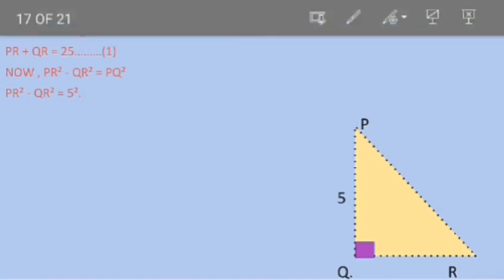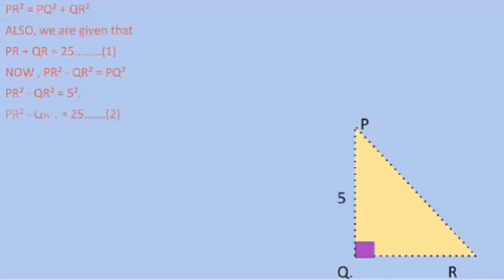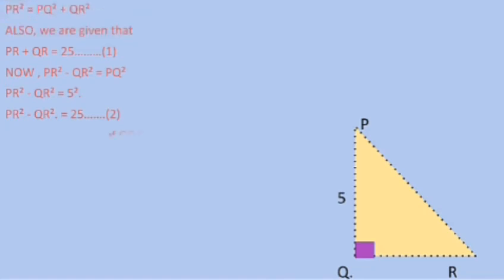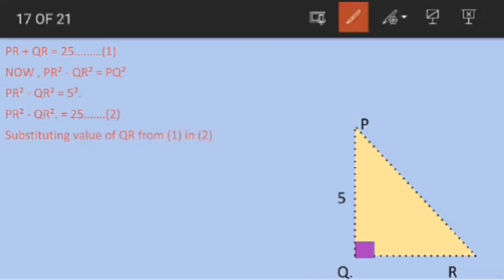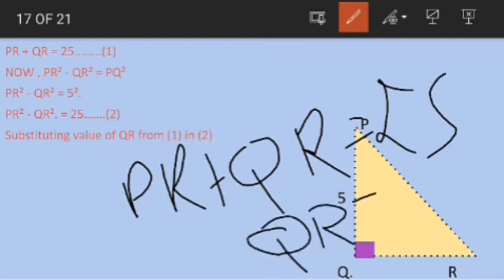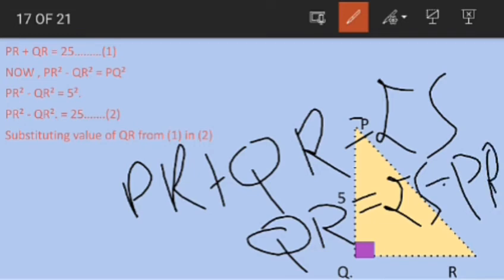Now we have come up with equation number 2, that is PR square minus QR square equals 25. The first equation was PR plus QR. So using the first equation, we will substitute the value of QR from equation 1 in equation 2. We will use the first equation, PR plus QR, and calculate the value of QR from here. The value of QR is going to be 25 minus PR.